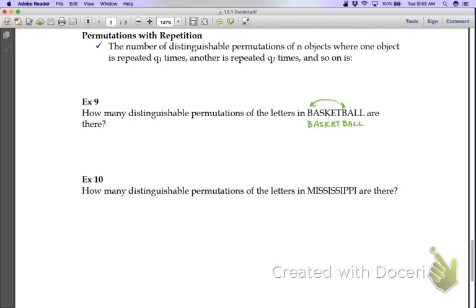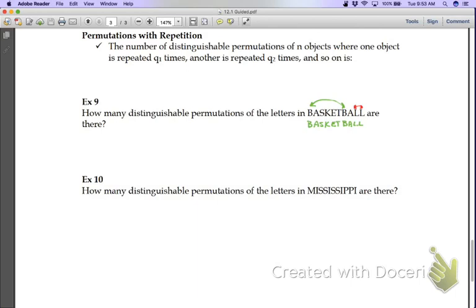Does it look any different? I switched the B's. I switched the place of the B's. I even switched the place of the L's too, and you didn't know it. It's like magic. Does it look any different? No, so you can't tell. Okay? It has to be distinguishable, okay, or you have to be able to see the change.